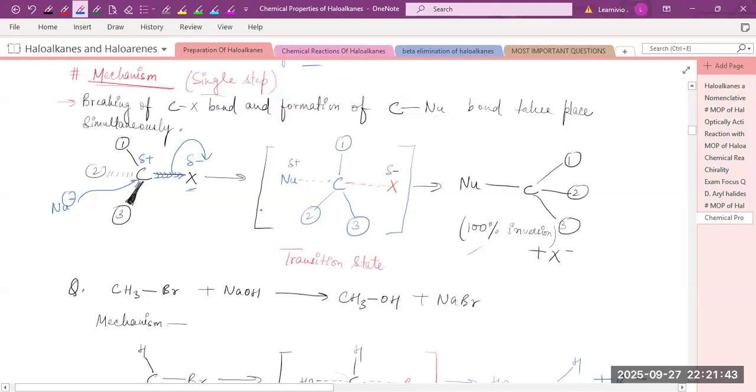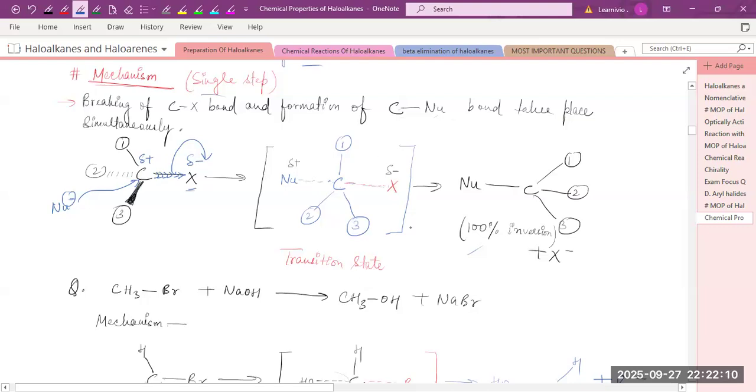Now see, this is a transition state. You can show the transition state like this. This is the carbon with 1, 2, 3 different groups, and here the nucleophile. Sorry, this was the old bond which I have shown here in red color, the carbon and halogen X bond. This is the old bond, and this is the new bond which has to be formed, the carbon and nucleophile bond, right?